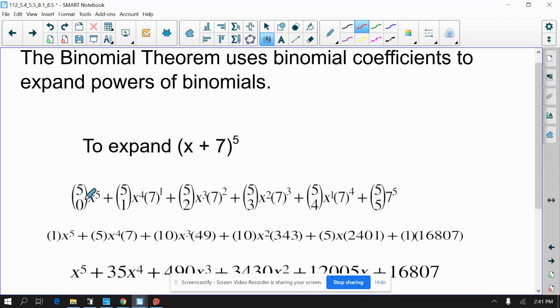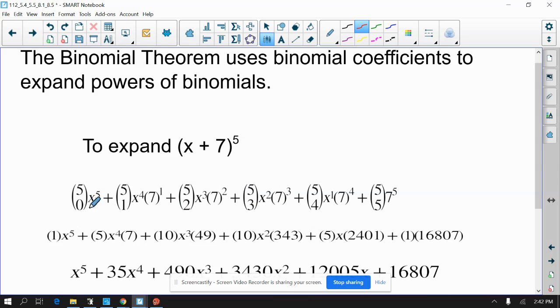The next part I need you to notice is what that's being multiplied to. Right here, it's x to the 5th, but there is no 7. The two terms here, x and 7, the x is being raised to the fifth, but there is no 7. But then on the next term, the x is now being raised to the fourth, and the 7 is being raised to the first. And on the next term, the x is being raised to the third, and the 7 is being raised to the second power.